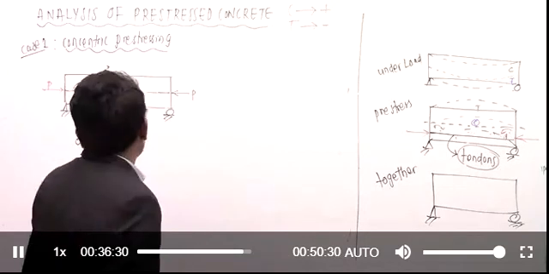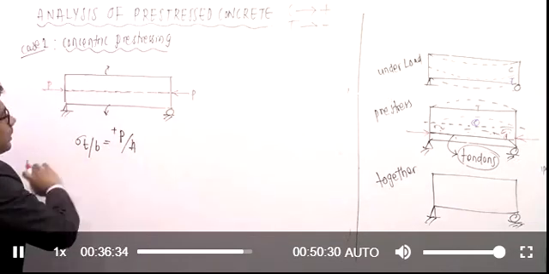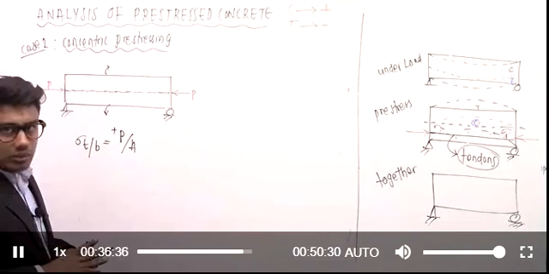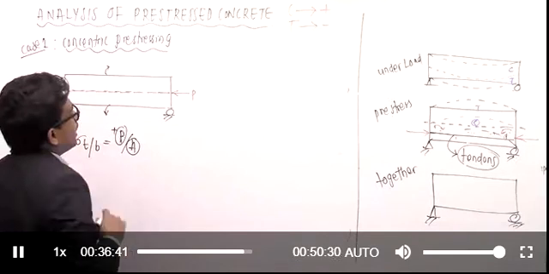So in concentric pre-stressing, we will be having constant pre-stress throughout the length of the beam. So it will be having P by A, that's throughout the length of the beam. Here P is the pre-stressing force and A is the area of cross section.